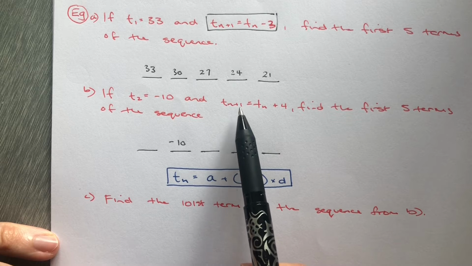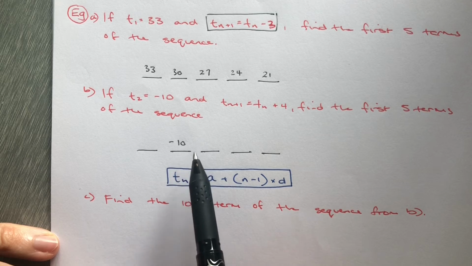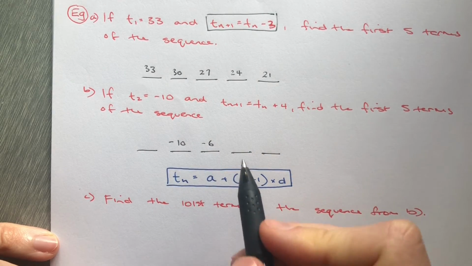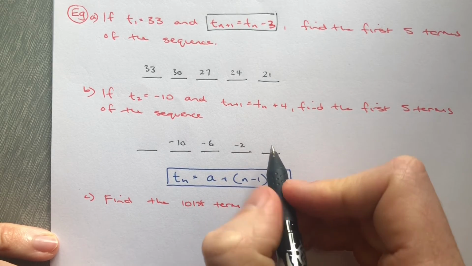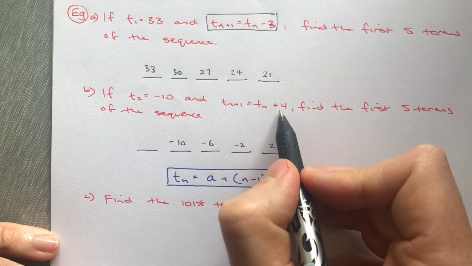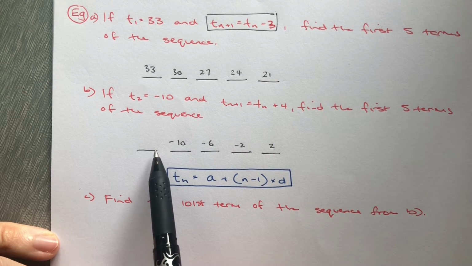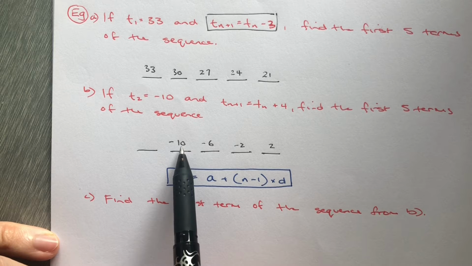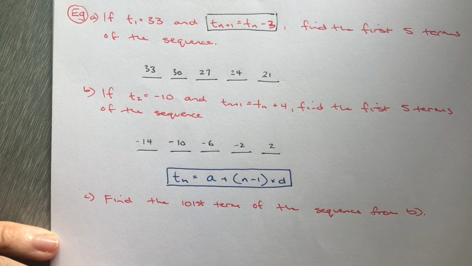The next term is equal to the term before it plus 4. So if I plus 4, that gives me minus 6. The next term is the term before it plus 4, that's going to give me minus 2. The next one's going to give me 2. Do you see how we started at minus 10 and then we're adding 4 each time? So this bit here, this is our D, our common difference. Now I want the first term though. They seem to be going up 4, so if I'm going the other way, it's going to go down 4, isn't it? So minus 14. And that's it.